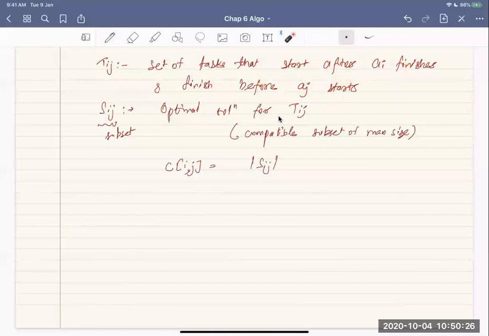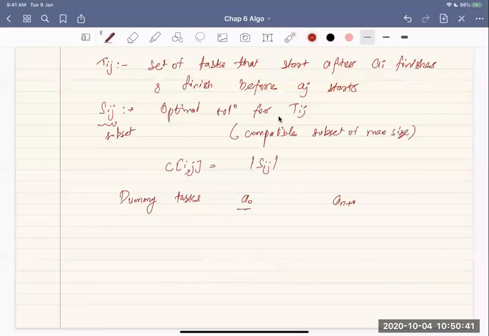So as per this notation, what will I have to do? I can get rid of this tricky situation by defining some dummy tasks. So let's define two dummy tasks, a0 and an+1.